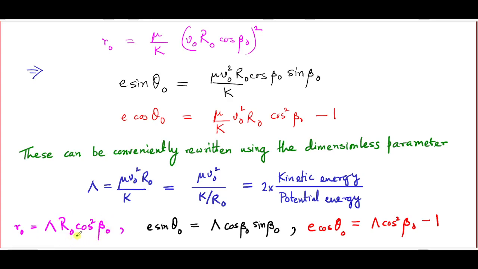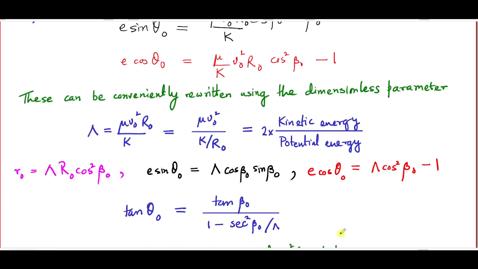R0 is very much part of our initial measurement. Beta 0 is also part of our initial measurement. So small r0 is already known. Here we see that E sin theta 0 and E cos theta 0 are both given in terms of our initial measurements. Now, solving them for theta 0 and E separately is of course pretty easy.